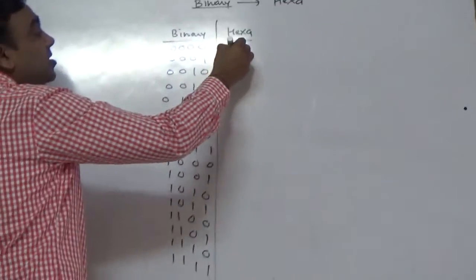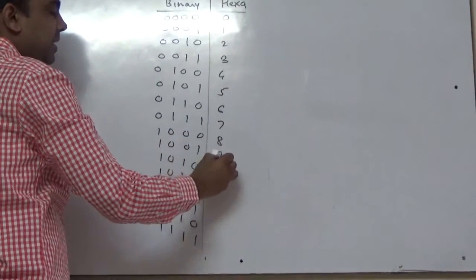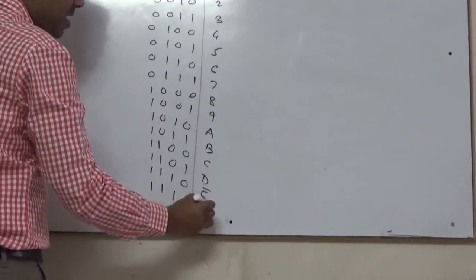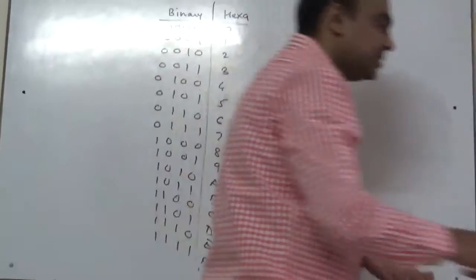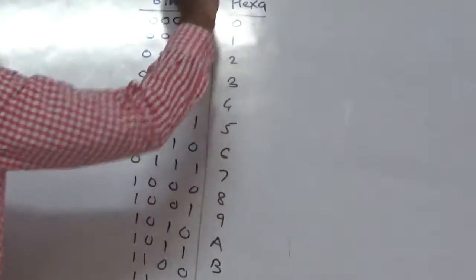And the last number is 1111. So corresponding hexa digits are 0, 1, 2, 3, 4, 5, 6, 7, 8, 9, A, B, C, D, E and F. Okay, so these are the equivalent hexa digits. This table is so important for conversion of binary to hexa or even hexa to binary.